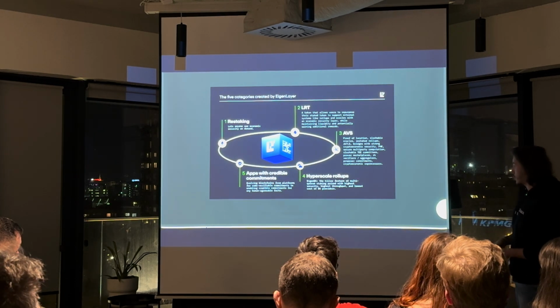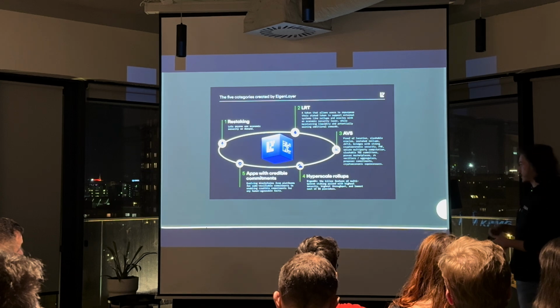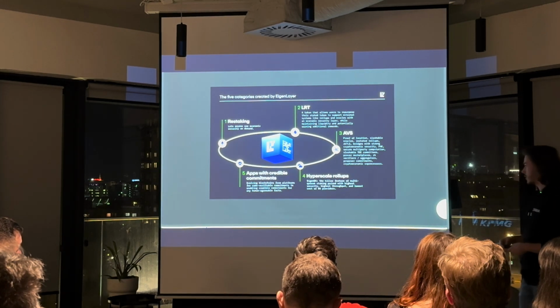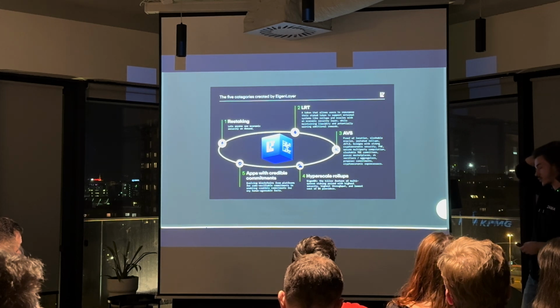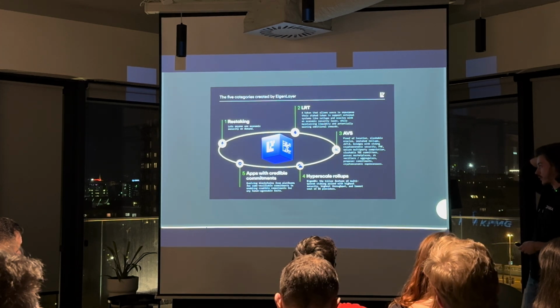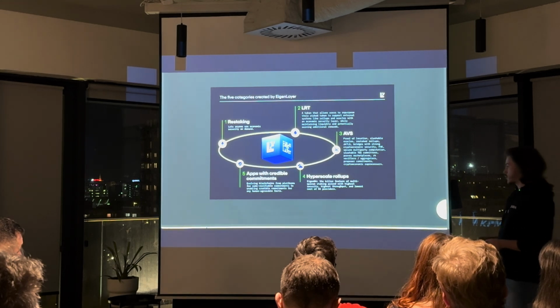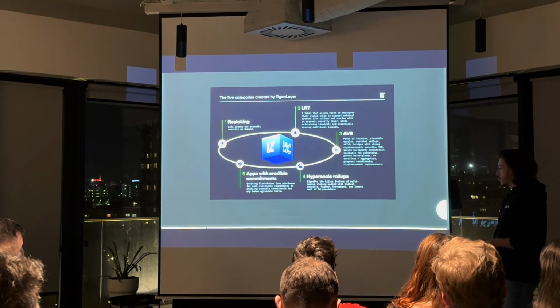Hyperscale rollups, so rollups which can use and take advantage of data availability which is provided by a restaking platform. In this case, EigenDA is a project that has been developed by EigenLayer, and it is the AVS with the most restaked collateral, most restaked Ether at the moment.